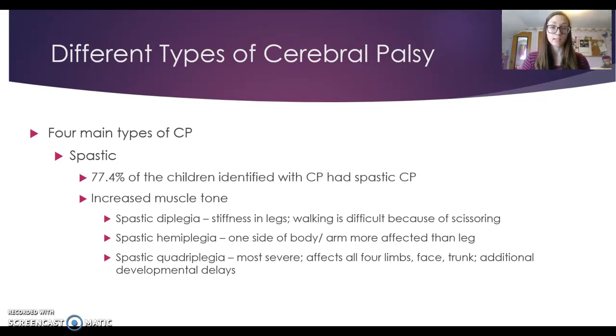And the last type of spastic CP is the most severe. It's spastic quadriplegia, which can affect all 4 limbs, trunk, and mouth and face. Oftentimes, additional developmental delays will also be seen with spastic quadriplegia.